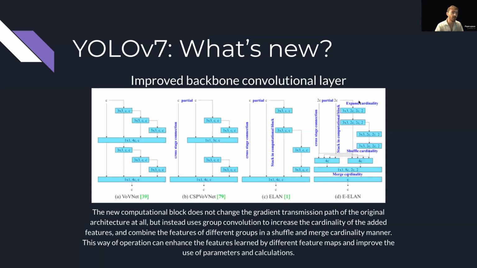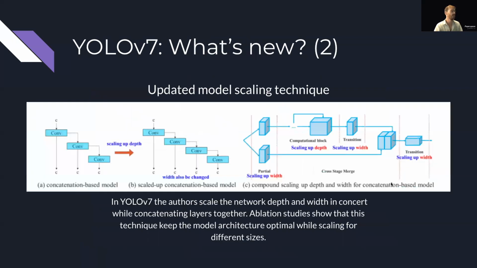We can see here how it does that. Pretty complicated. Next, they added an updated model scaling technique. They scale the network depth and width in concert while concatenating layers together. And they found with ablation studies that this technique keeps the model architecture optimal while being able to still scale to different sizes. We can see here on the side, this is what that scaling will look like.